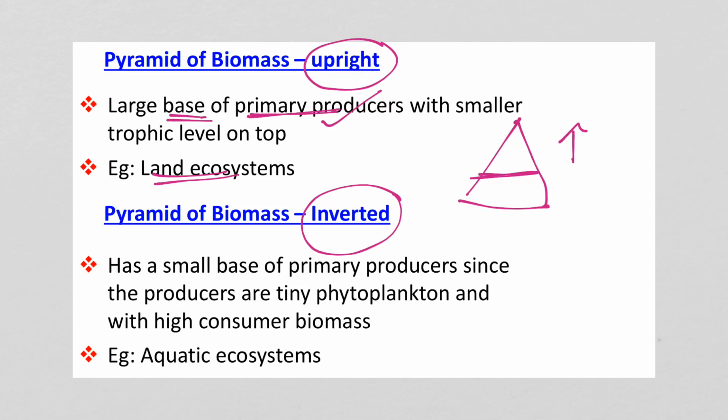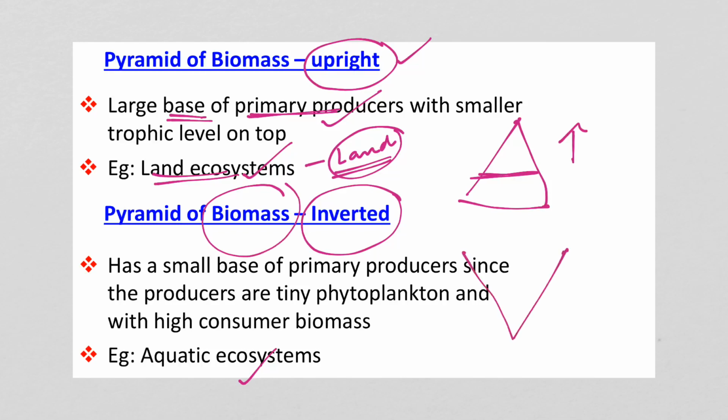The land ecosystem is an example of this, which means that in a land ecosystem the pyramid of biomass is always upright, and in an aquatic ecosystem the pyramid of biomass is inverted. Inverted looks the other way, an inverted triangle. It has a small base of primary producers, since the producers are tiny phytoplankton, and a high consumer biomass. So aquatic ecosystems usually have an inverted pyramid of biomass.